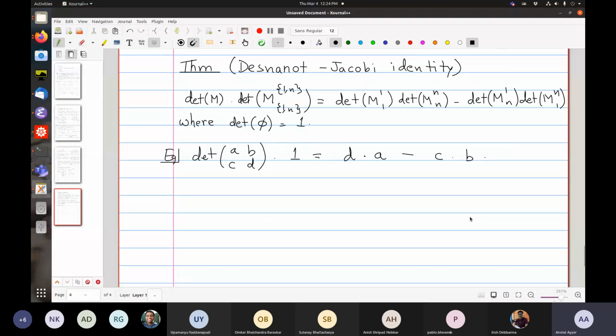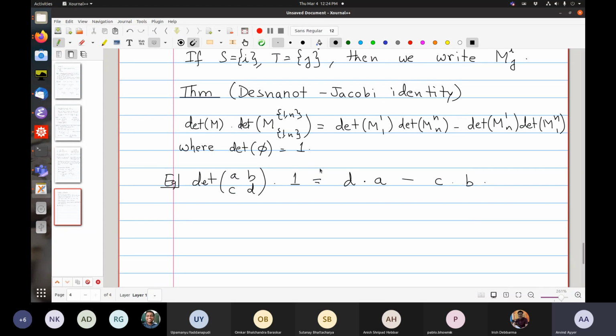Okay. So let us prove this. So this was verified by Desnanot for n up to 6 in 1819, and Jacobi proved the general identity. In fact, he proved something much more general in 1833. So somehow, okay, I'll say more about this.